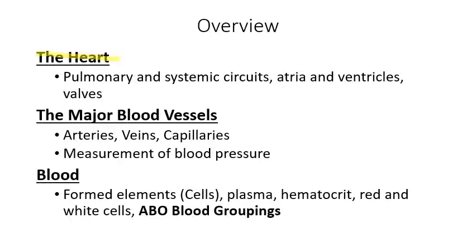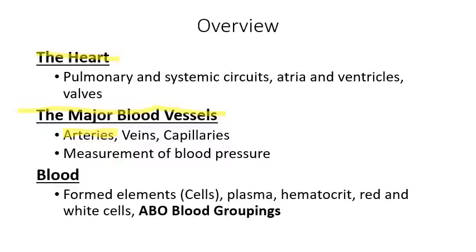And then we'll talk about learning the names of the major blood vessels. The blood vessels are the tubes that carry blood around. Now, arteries carry blood away from the heart and generally carry blood that is oxygen enriched.